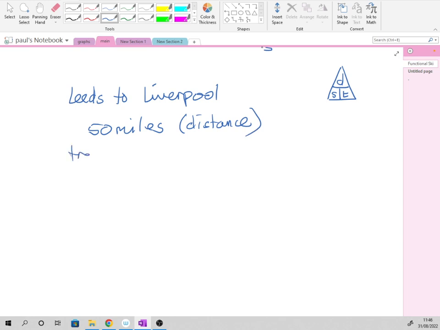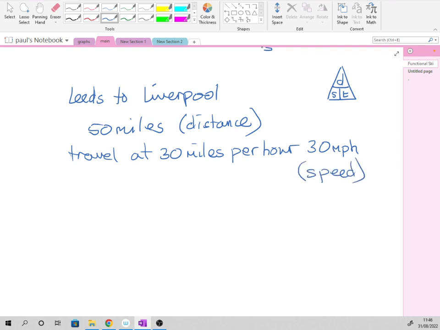Now we're going to travel at 30 miles, nice and slow, per hour. And that can be written as 30 mph. And what's that? That's the speed. Right, so find the time. Find the time, how long it took to get there. So we need to find the time. So look at your triangle and you go time equals distance divided by speed, which is 50 miles divided by 30.